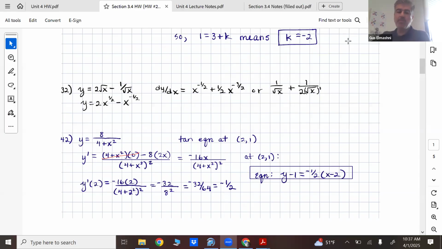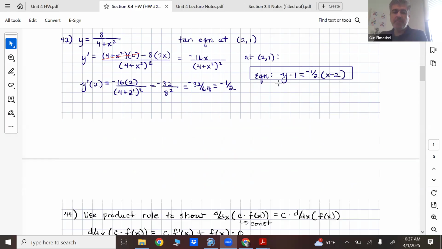For 42, find that derivative again. But what you have to do is find the equation of the tangent line as well. So that would involve the quotient rule. So you do the quotient rule. Once you get the slope, by plugging in 2 for x, you could write the equation of the tangent line because you know it's at 2 comma 1. That makes sense? We're okay with that?